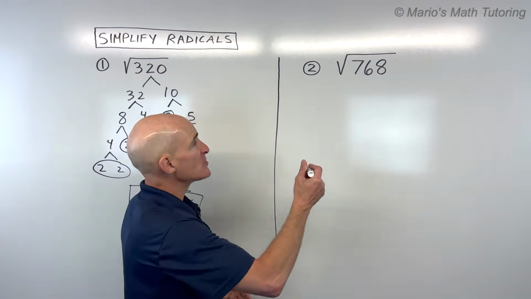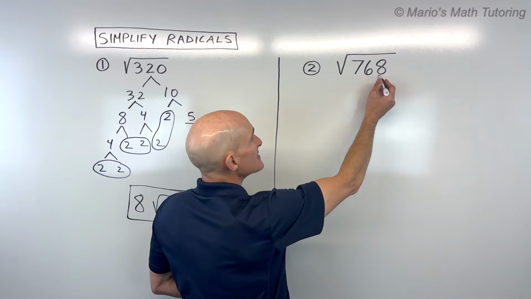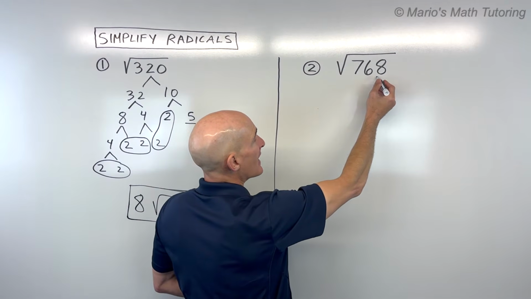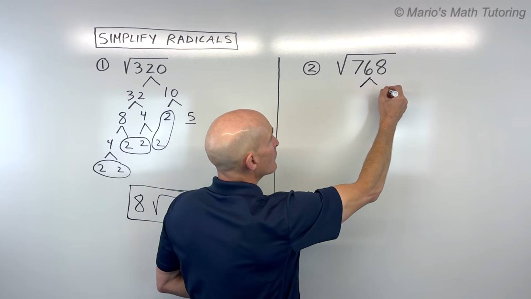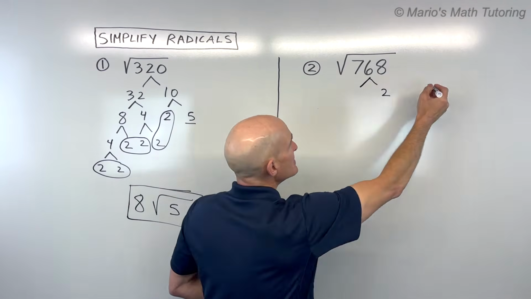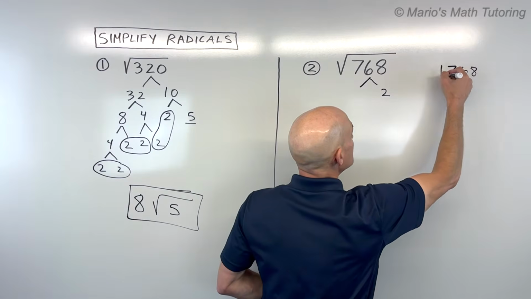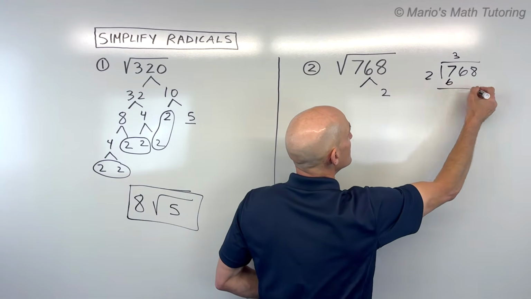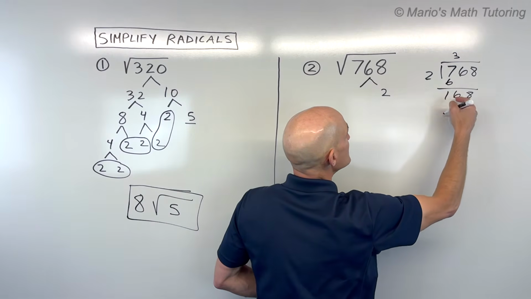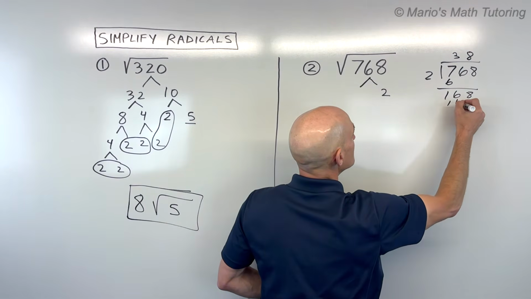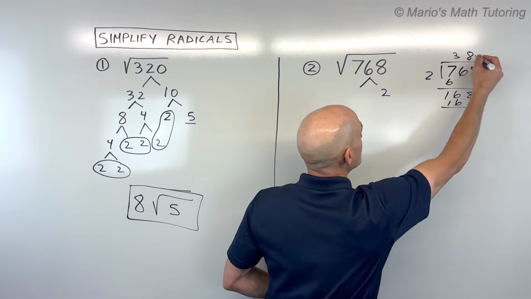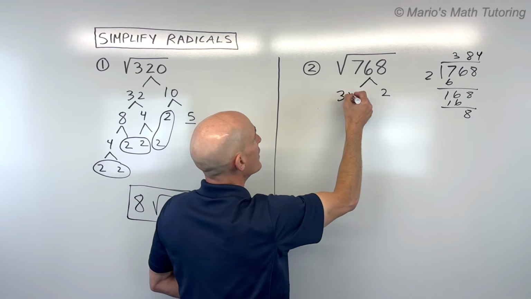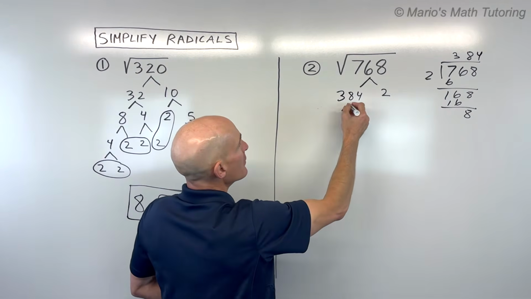So let's use the method I'm showing you here, and I can see that this is an even number, which means that I can divide it by 2. So I'm going to break this down, divide it by 2, and this is quite a large number. So let me see, how many times does 2 go into 768? Let's see, 3. 2 goes into 16 8 times. 2 goes into 8 4 times. Okay, so this is 384.